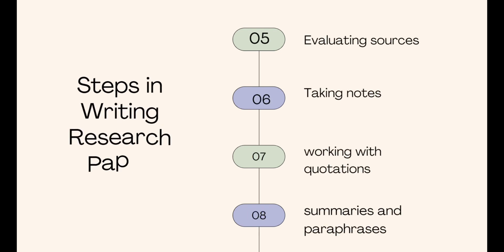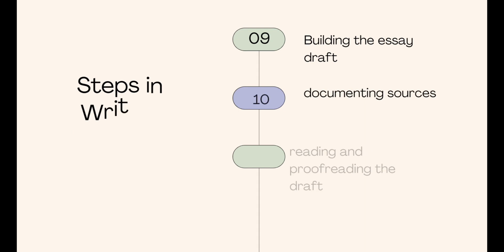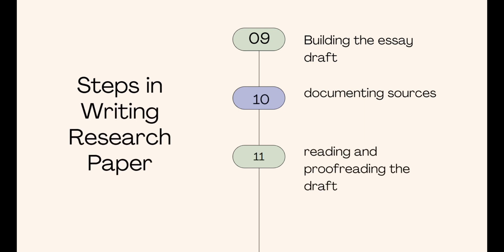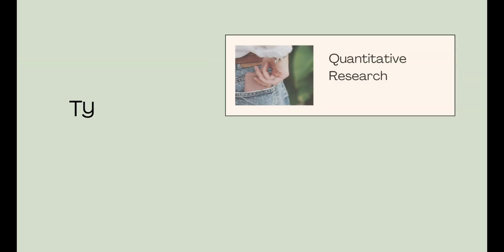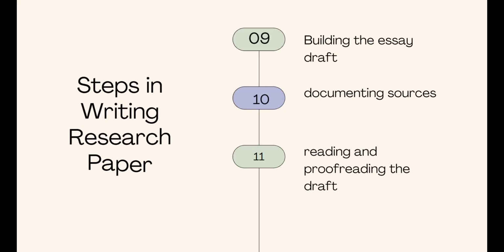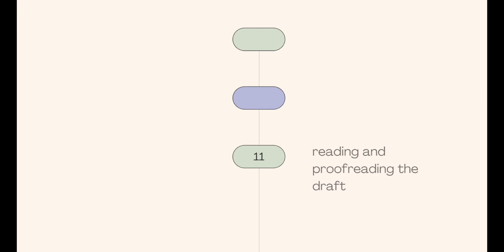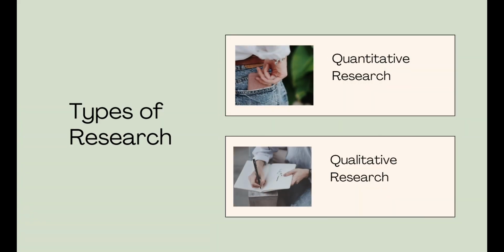Then after that, you evaluate the sources. Again, you take notes, and then work with quotations, summaries, and paraphrases. And then you build the draft of your paper, you document sources, then again read and proofread the work that you have. Okay, so those are the steps of writing a research paper. So they are just the same. Okay, so now let's talk about the types of research.